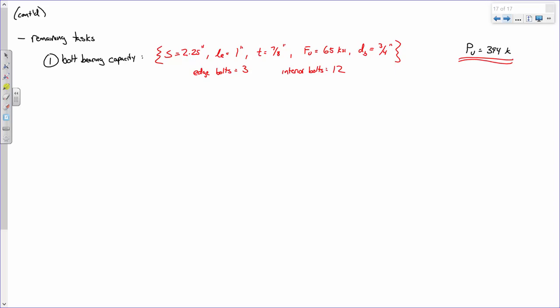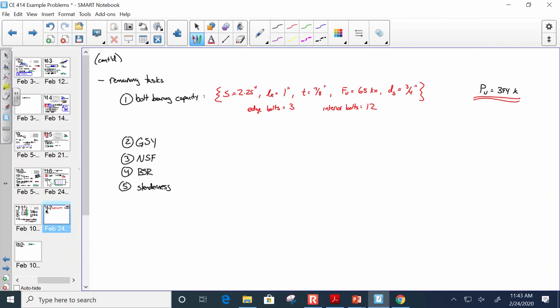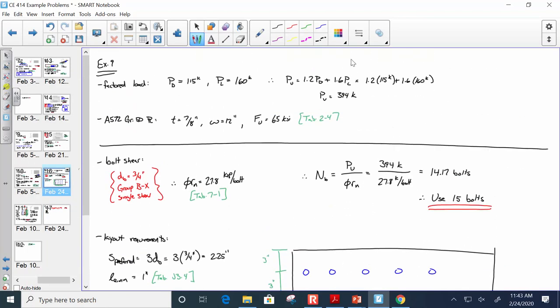Sound good? All right. Keep in mind there's also gross section yielding, net section fracture, block shear rupture, slenderness, all the other stuff associated with the connection. Am I okay with skipping all this, or do you want me to rock through it? Okay. So there's your layout, assuming it meets that it has a bolt bearing capacity higher than 394. Okay.